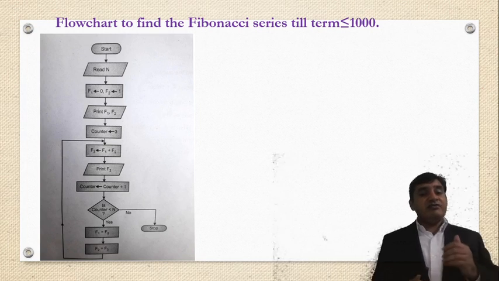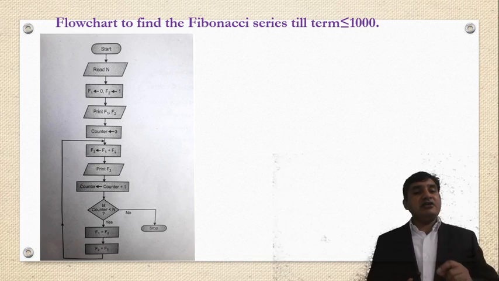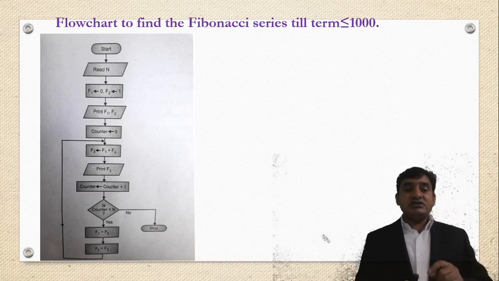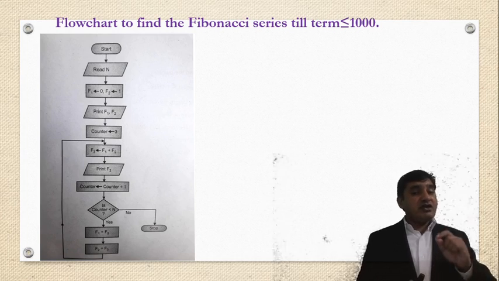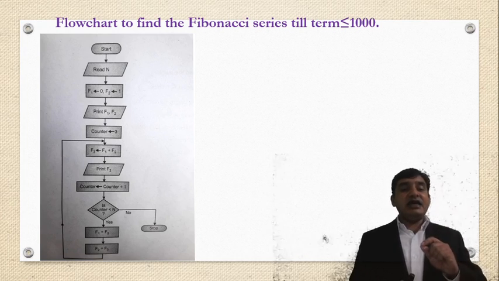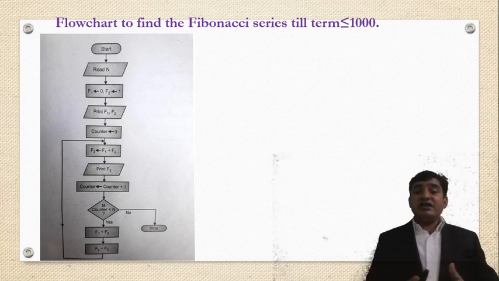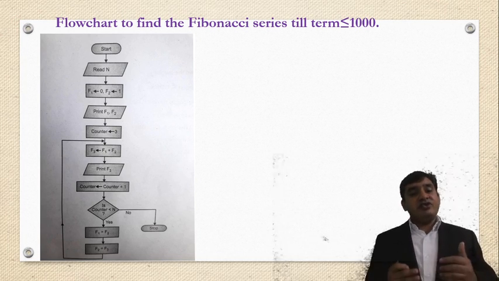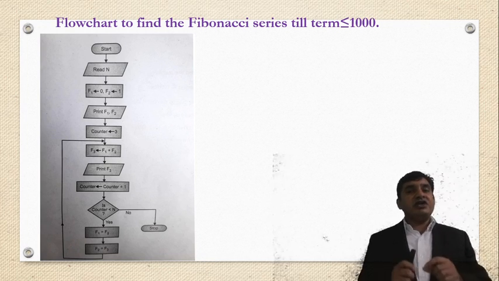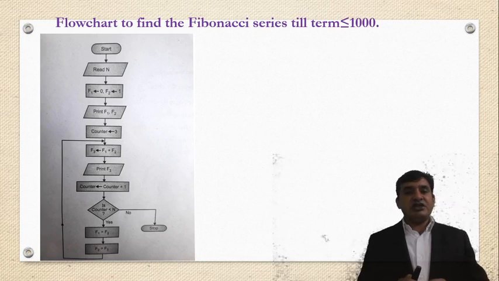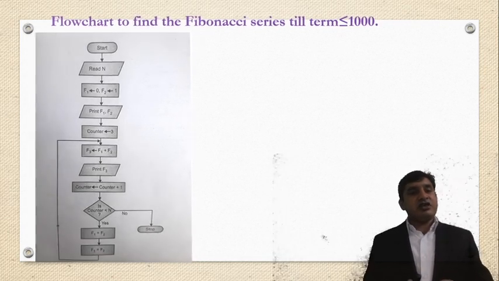So this is the Fibonacci series. If the counter is less than n is no, it means that the counter became greater than n, then stop. That is, we get our Fibonacci series till the term less than or equal to 1000.